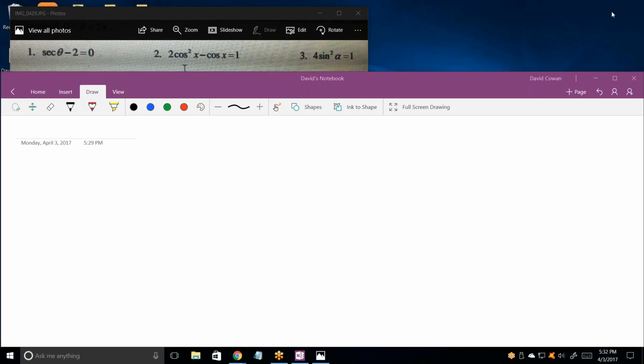Okay. Well, let's go through these. What's the first step here? To get secant of theta by itself, right? Okay, so what do I need to do? Subtract, or add the 2 to both sides.